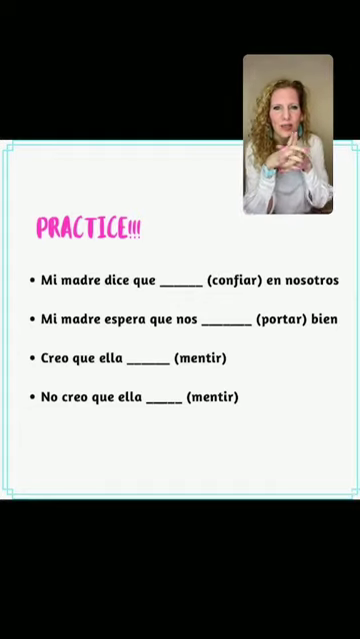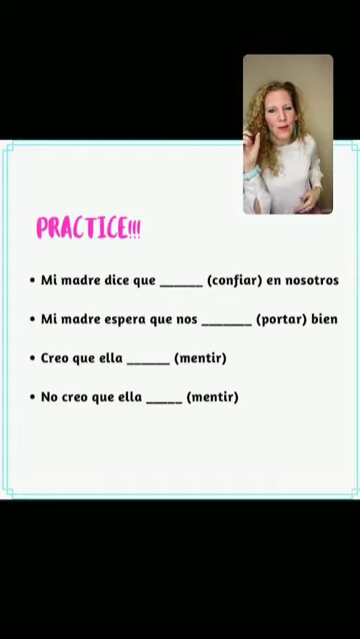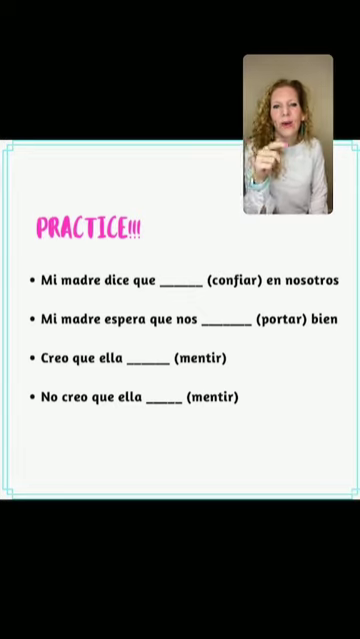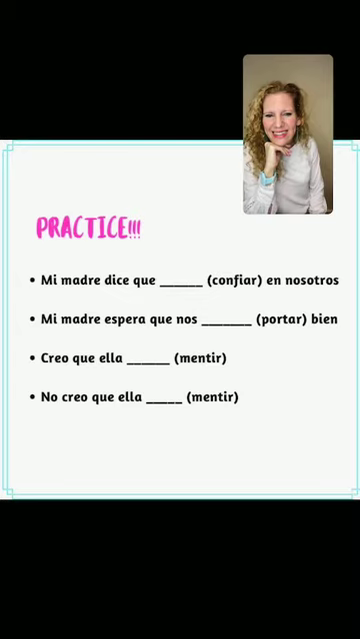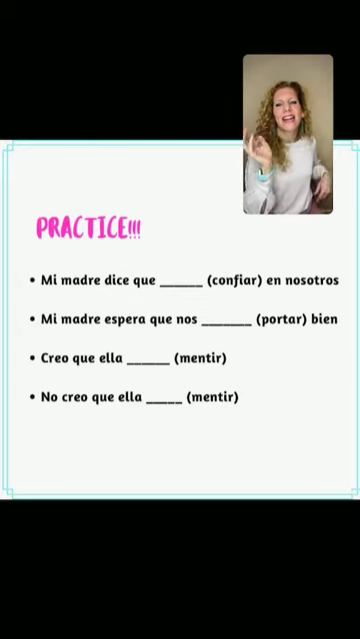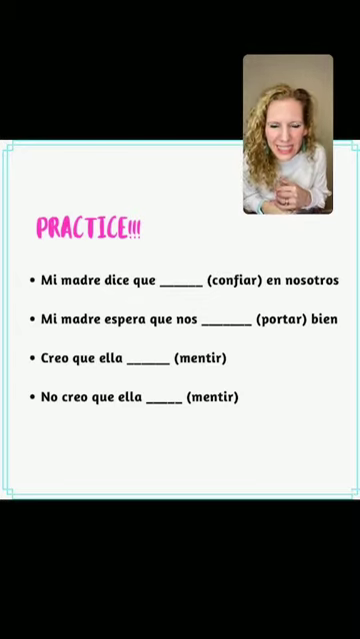Okay, and this one is to trick you a little. So remember the verb creer and opinar, those verbs. So, creo que ella, what would you say? Creo que ella mentir, and the verb is mentir. What would you say here? Indicativo or subjuntivo?